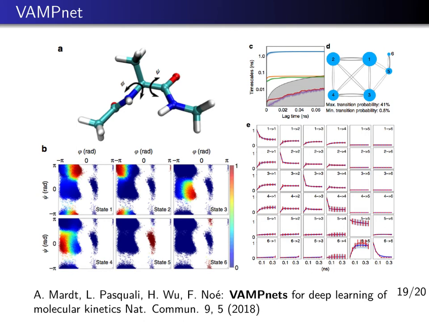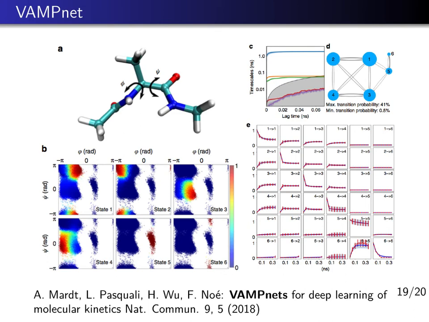And this Markov state model is seen in panel D here. So you see 6 states. The size of these states corresponds to the equilibrium probability. So if you run the chain for a long time, or you run the molecular dynamics simulation for a long time, how probable is it on average to be in either of these states?